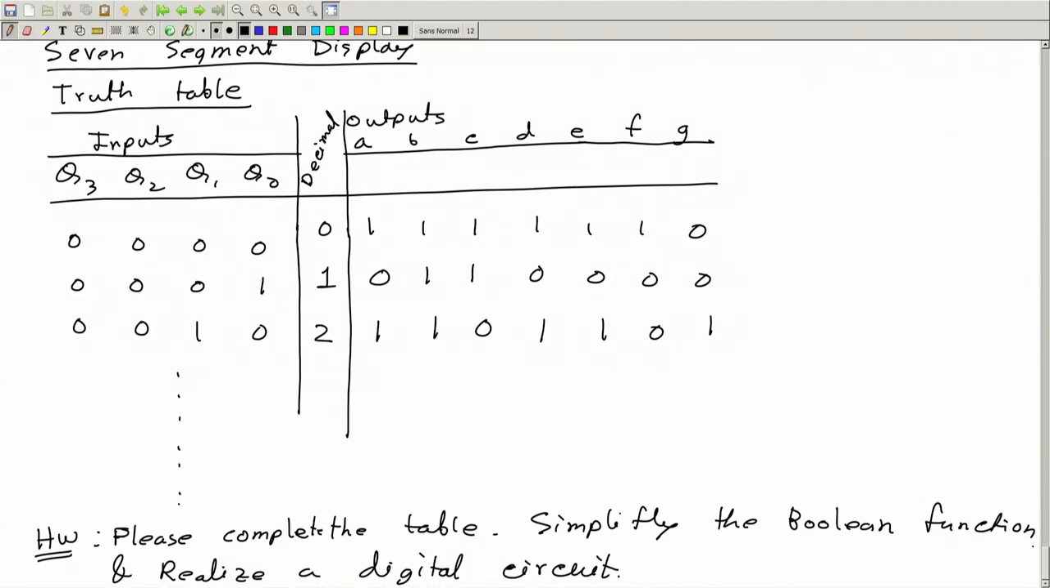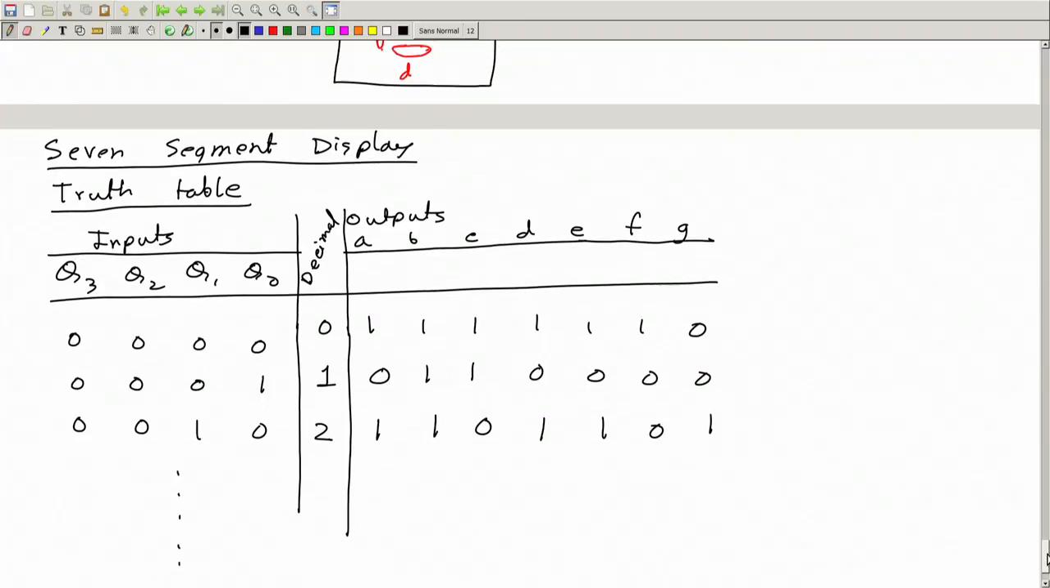That's it. This is the end of the first chapter, which was on the background required from digital electronics. And next day we will start with analog electronics, op amps.